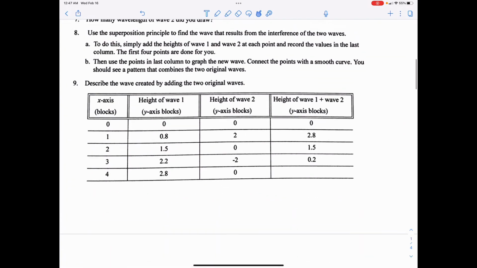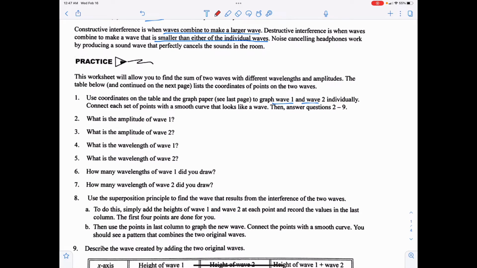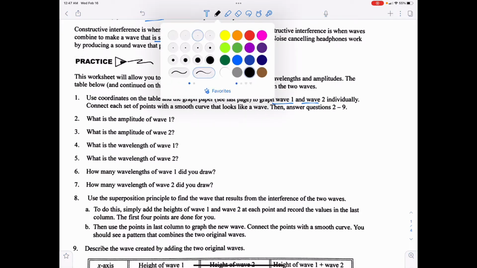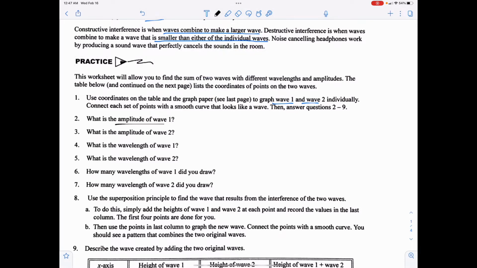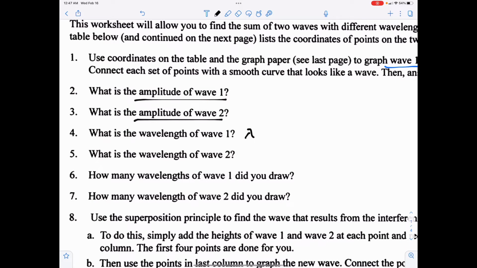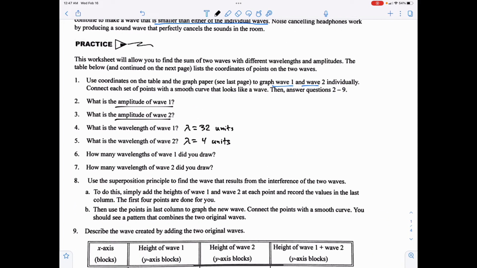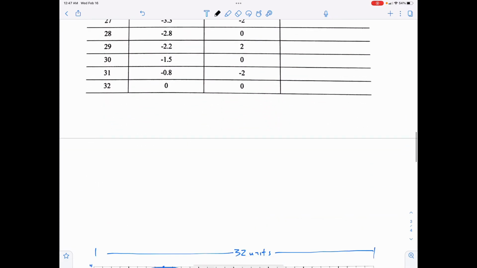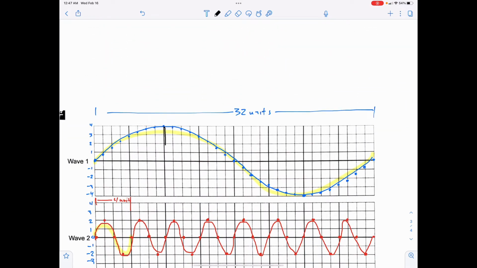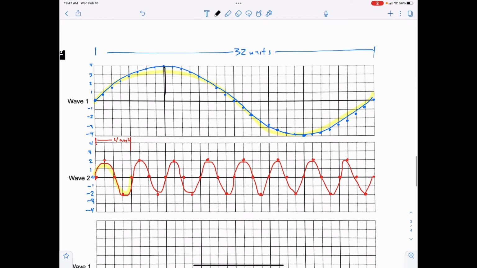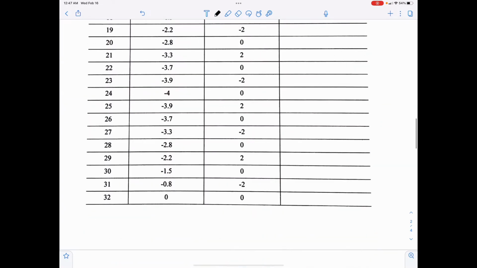Okay, so if we go back to some of our questions, we can answer some questions on the way. What is the amplitude of wave 1? What is the amplitude of wave 2? Now we know the wavelength of wave 1 is 32 blocks. It's 32 units because it is literally the entire unit across. The wavelength of wave 2 is only 4 units. Okay, but let's go back and look at the amplitude. The amplitude of wave 1 is going to be 4 units high. The amplitude of wave 2 is going to be 2 units high.